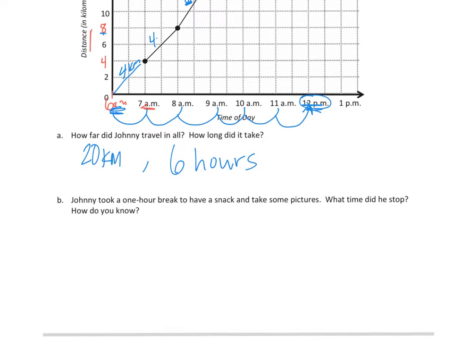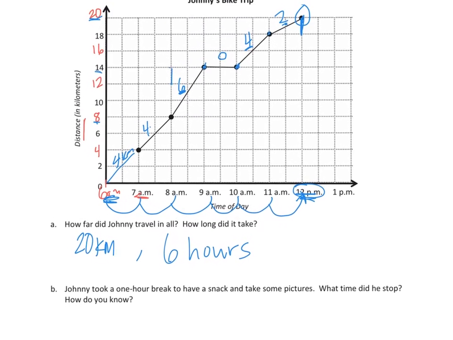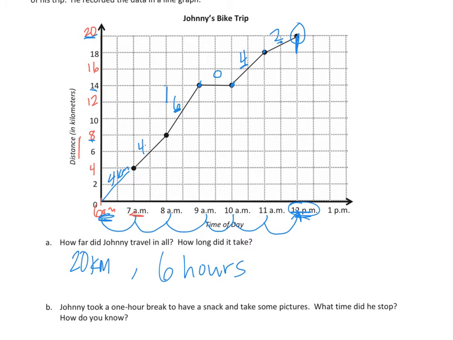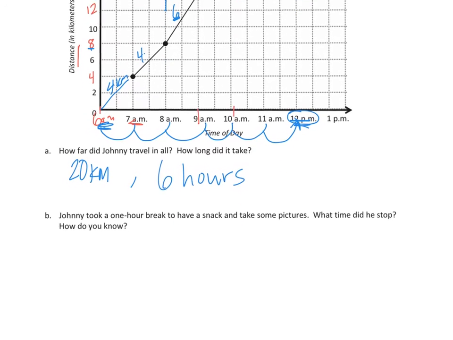B says Johnny took a 1 hour break to have a snack and take some pictures. What time did he stop and how do you know? So between which hours did he stop to have a snack and take some pictures? I'm going to assume it's this piece right here, the 0. So between 9 and 10.